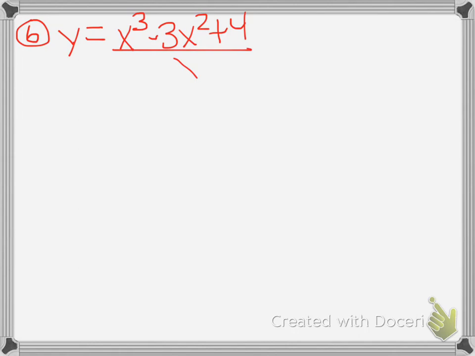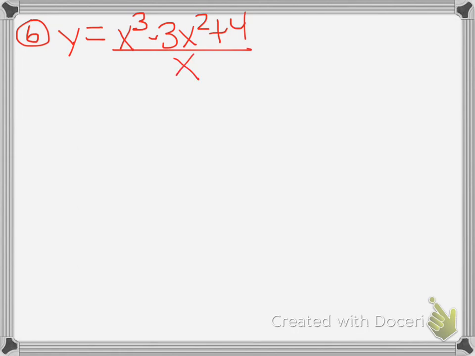Okay, with that being said, let's do another problem for rewriting, and then I will give you 2 you-dos. All right, y equals x cubed minus 3x squared plus 4, all divided by x.